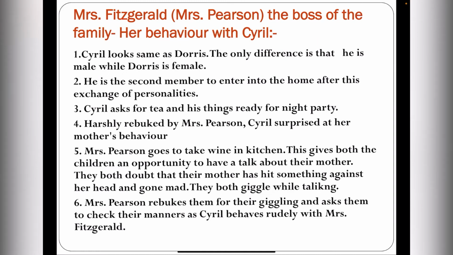After Doris Pearson, Cyril Pearson enters, son of Mr. and Mrs. Pearson. Cyril has given some assignment to his mother, but when he enters the room, he finds that his mother is smoking. Like Doris, he is also surprised to see the changed behavior of his mother. He wonders what's going on in the house.